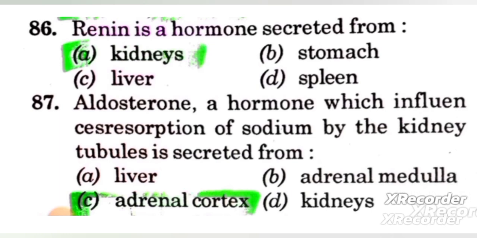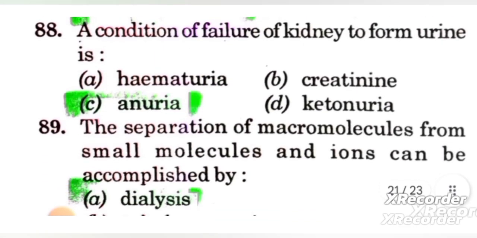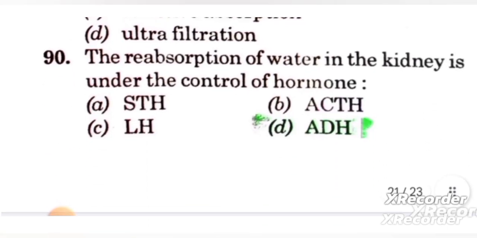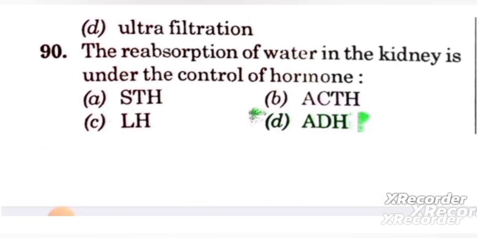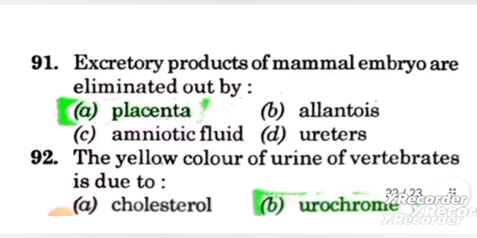Next 87. Aldosterone, a hormone which influences secretion of sodium by the kidney tubules, is secreted from answer C, Adrenal cortex. Next 88. A condition of failure of kidney to form urine is answer C, Anuria. Next 89. The separation of macromolecules from small molecules and ions can be accomplished by answer A, Dialysis. Next 90. The reabsorption of water in the kidney is under the control of hormone answer D, ADH.